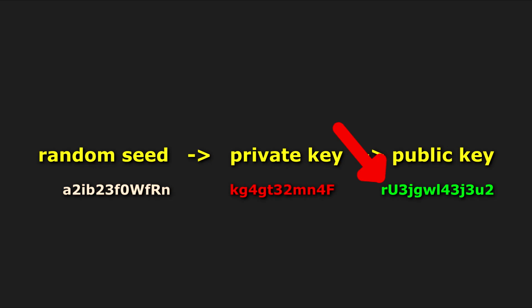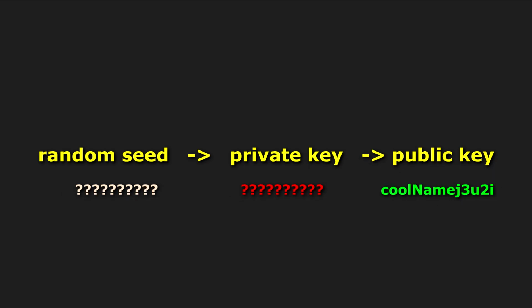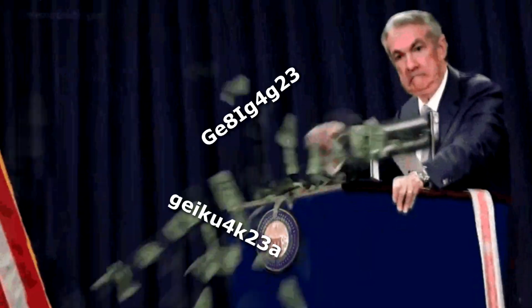Now we want to choose our public address. But we cannot work backwards from the address name to find a matching private key. This is a one-way function. Our only option is to mass generate wallets and hope we find an address with a cool name. That may sound impossible, but let's start simple. What if we made 10 wallets?